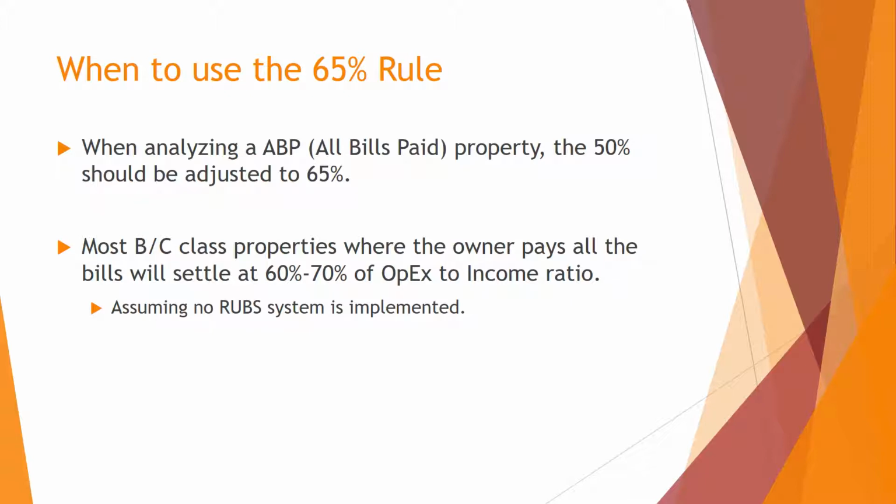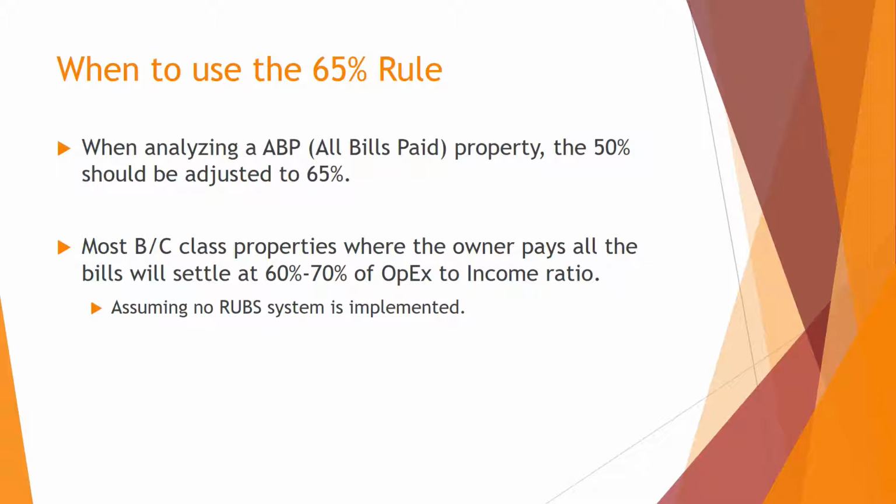The 50% rule has a variation in the 65% rule. And when do we use the 65% rule? Well, we use it when we're analyzing an ABP property, an all bills paid. So if you have a property where the owner pays all the bills, then we look at 65% as a rule of thumb, not 50%. And most of these B and C class properties fall into the 60 to 70% OPEX to income ratio, and that's assuming no RUBS is implemented. RUBS is ratio utility billing, and basically the owner can pay the bills but still charge them back to the tenants with certain rules. We'll have a video about RUBS pretty soon.